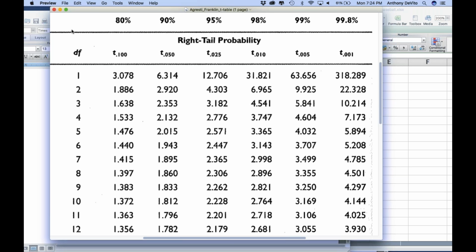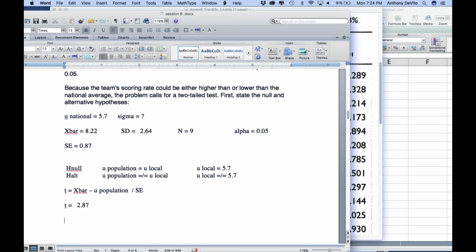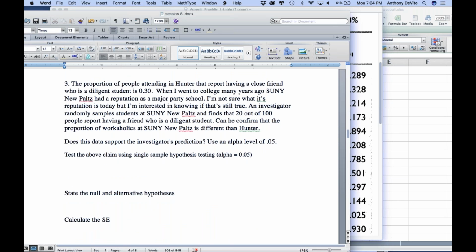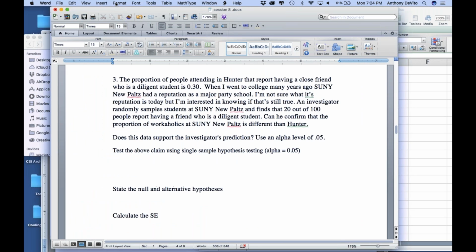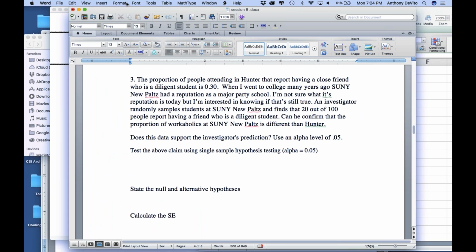Good. Let's try another one. Okay, this time we're going to work with a proportion. First of all, what do you know about proportions? In general, what kind of sample size do we work with? Large sample size, right? You want each group to have at least 15 people in it, on either side of the group. So it's always going to be a sample size of 30 or bigger. Most often it's going to be quite a bit bigger than that.